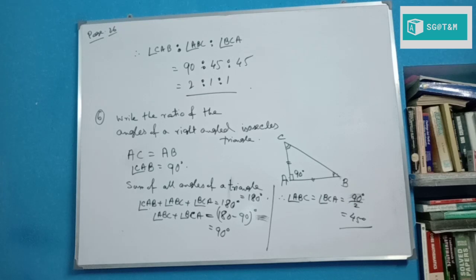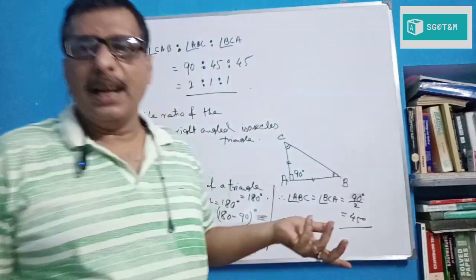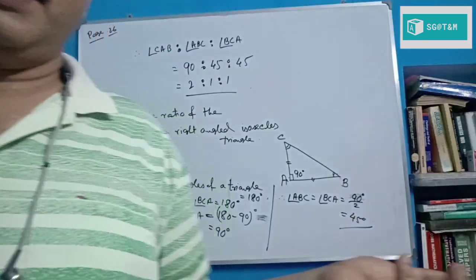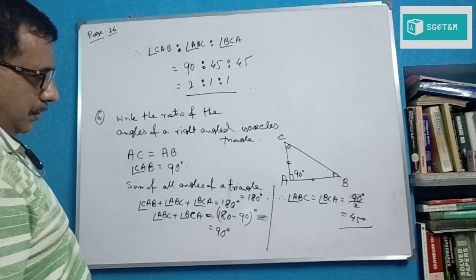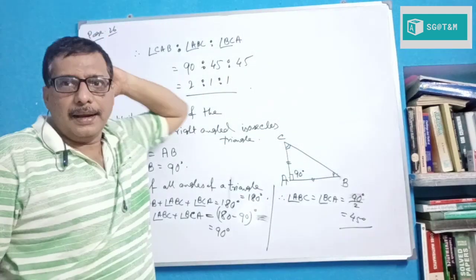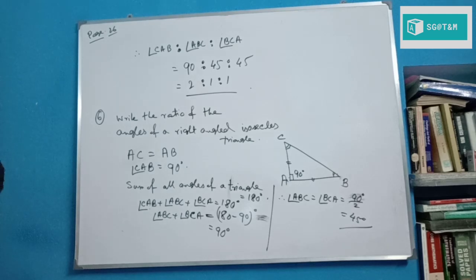So the ratio of the angles of a right angle isosceles triangle is 2 is to 1 is to 1. This is the ratio of the angles of a right angle isosceles triangle. It's okay now. Copy this question.